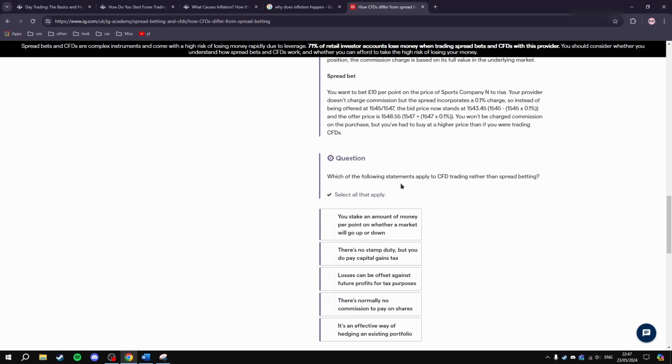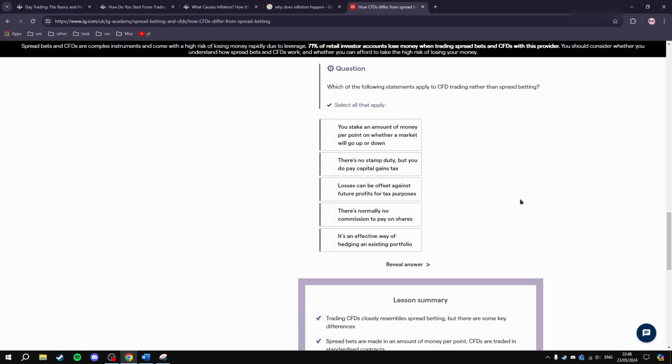Spread bet. You want to bet £10 per point on the price of sports company N to rise. Your provider doesn't charge commission, but the spread incorporates a 0.1% charge. So instead of being offered at 1545, 1547, the bid price now stands at 1543.45, because it's 1545 minus 0.1% of 1545, and the offer price is 1548.55 because it's 1547 plus 0.1% of that. You won't be charged commission on the purchases, but you've had to buy at a higher price than if you were trading CFDs. So which of the following statements apply to CFD trading rather than spread betting?